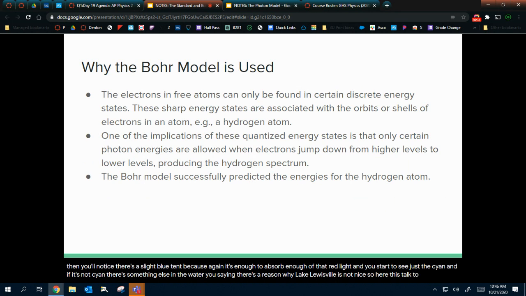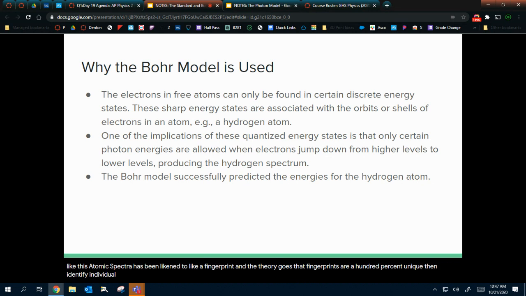So here this talks about the spectral lines. We'll talk more about that when we get to light. I have the periodic table of spectra over there, and essentially that's just for visible light. But again, when these electrons absorb light and then re-emit it, it's at very specific frequencies. So specific that the spectra of light, like this atomic spectra, has been likened to a fingerprint for atoms. And the theory goes that fingerprints are 100% unique and can identify individual people. Well, the atomic spectra is 100% unique and can identify individual atoms.